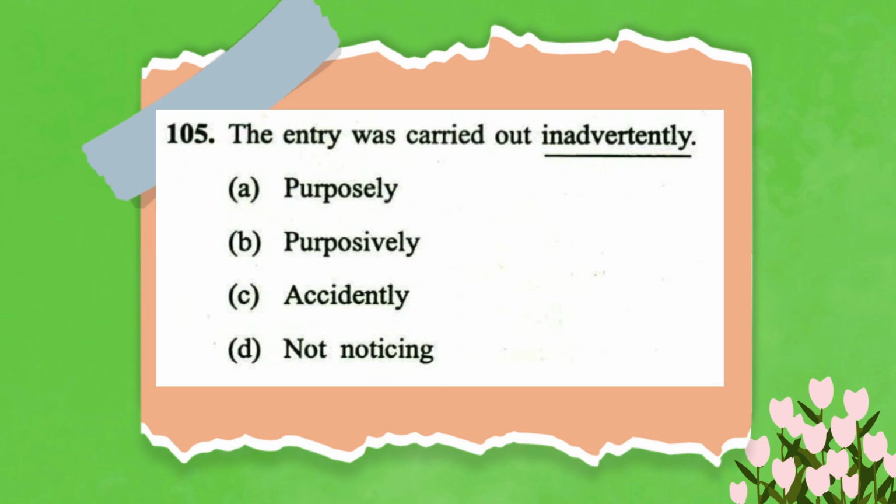Option B, purposively, means having a clear purpose or goal. For example, the team moved purposively towards the target. It describes an action with a goal. While option A, purposely, means with a purpose or intention. For example, he purposely left the wallet at home. The best antonym for inadvertently, or without intention, is purposely, with intention. So the correct answer is A, that is purposely.